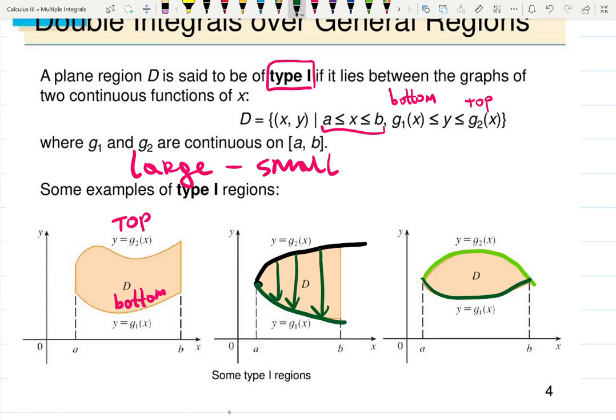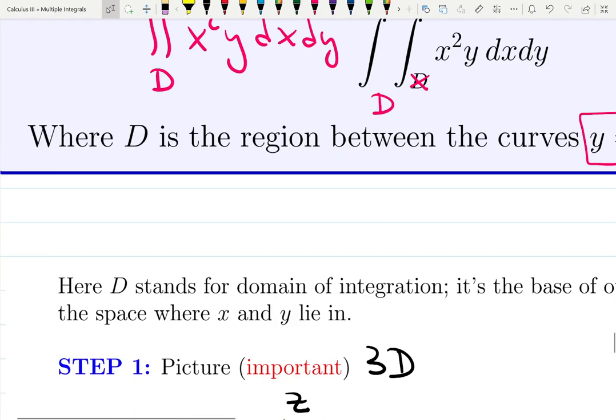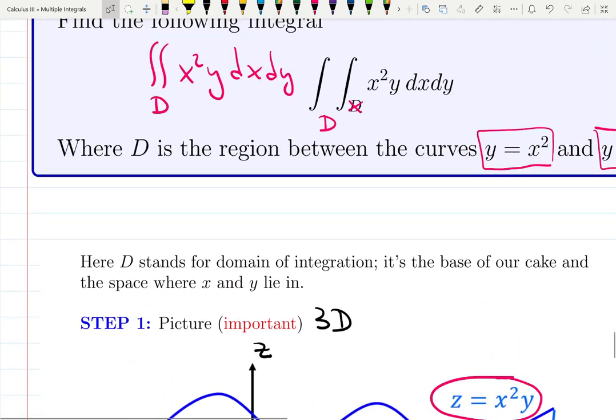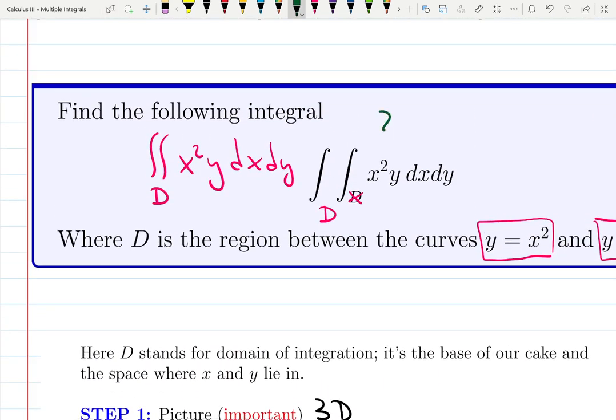Yes? To scroll down a bit. Yeah. Why does it say z is equal to x squared y? What does that mean? The graph of this 3D shape is x squared y. Okay. Alright.